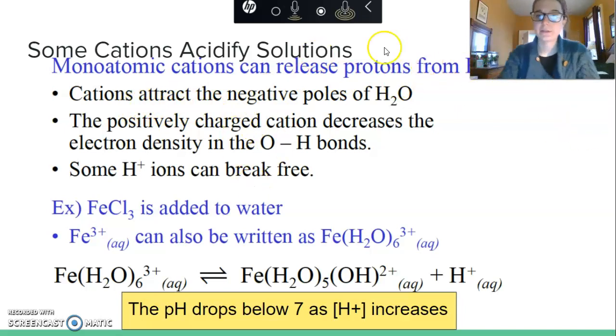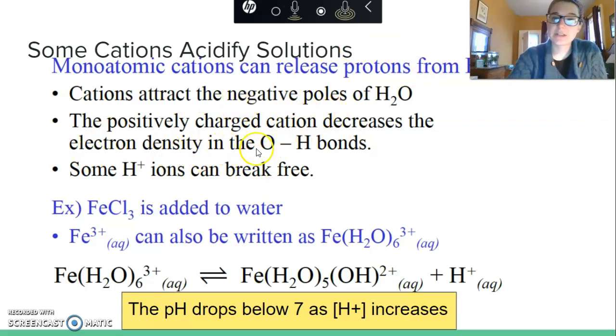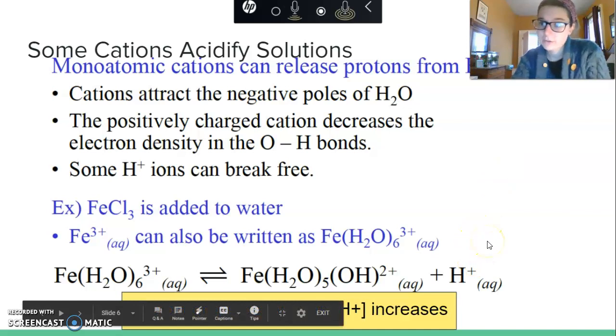The positive charged cation then decreases the electron density in the OH bonds. Okay, so there are electrons in those bonds. When we have a positive cation coming to the party, those electrons are kind of distracted and they're looking towards that cation, which then weakens these bonds. That weak bond allows an H+ ion to break free, therefore creating an acidic solution.